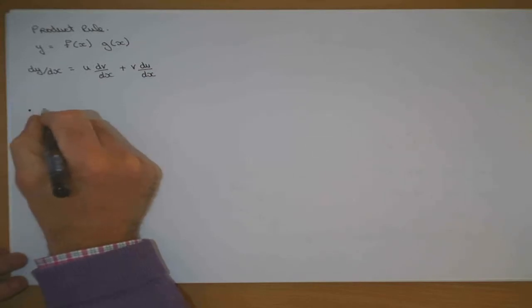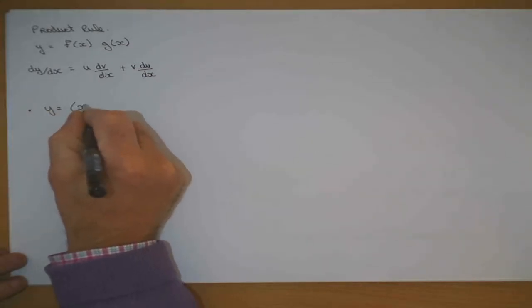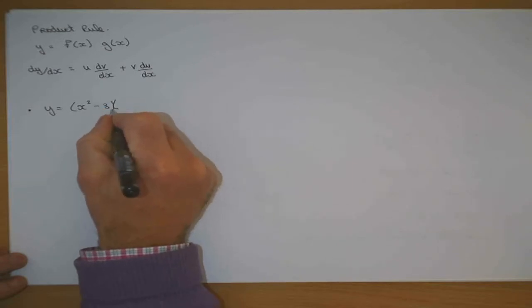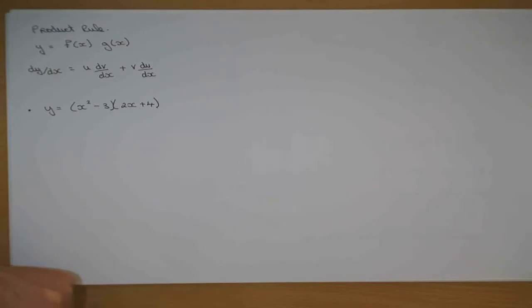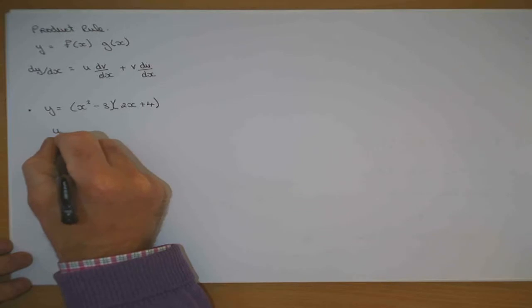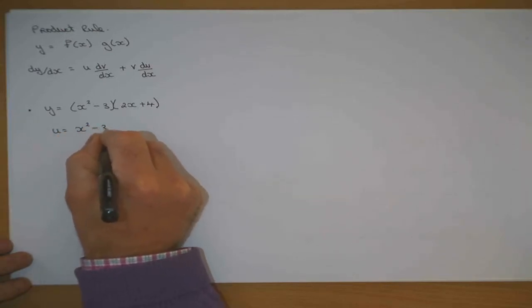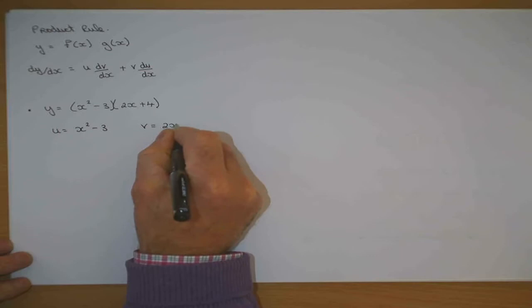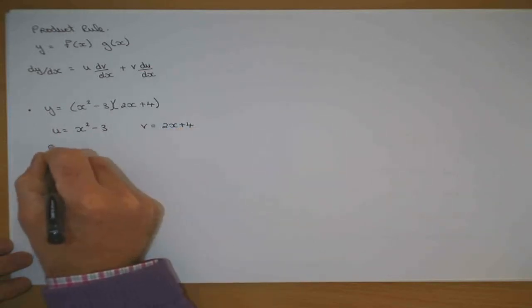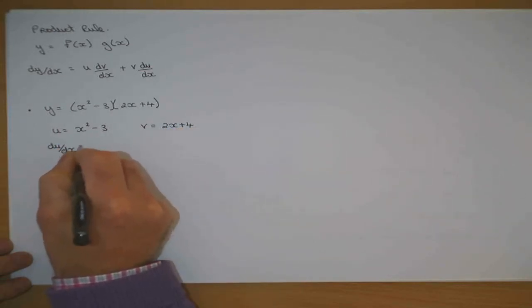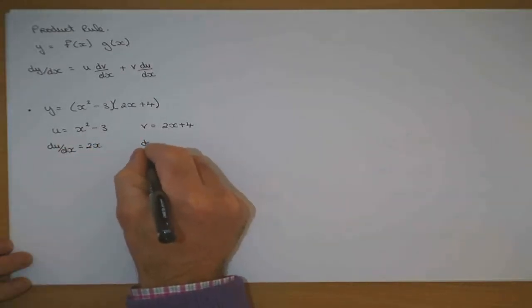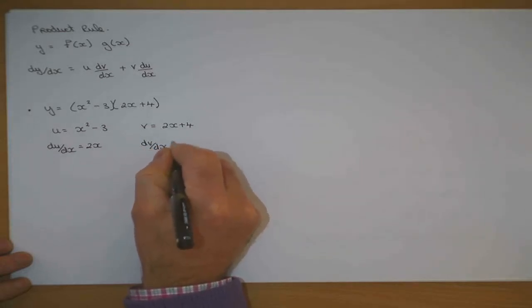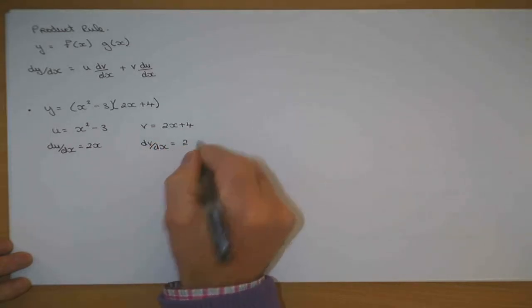An example. If y was equal to x squared minus 3 times 2x plus 4. Now, of course, you could multiply these out and convert it into a polynomial. But to use the product rule, you let u equal the first function, and you let v equal the second function. From that, you can get du/dx. Differentiate x squared, and the minus 3, 0. And from this, you can get dv/dx. Differentiate the 2x, 2, and the 4.